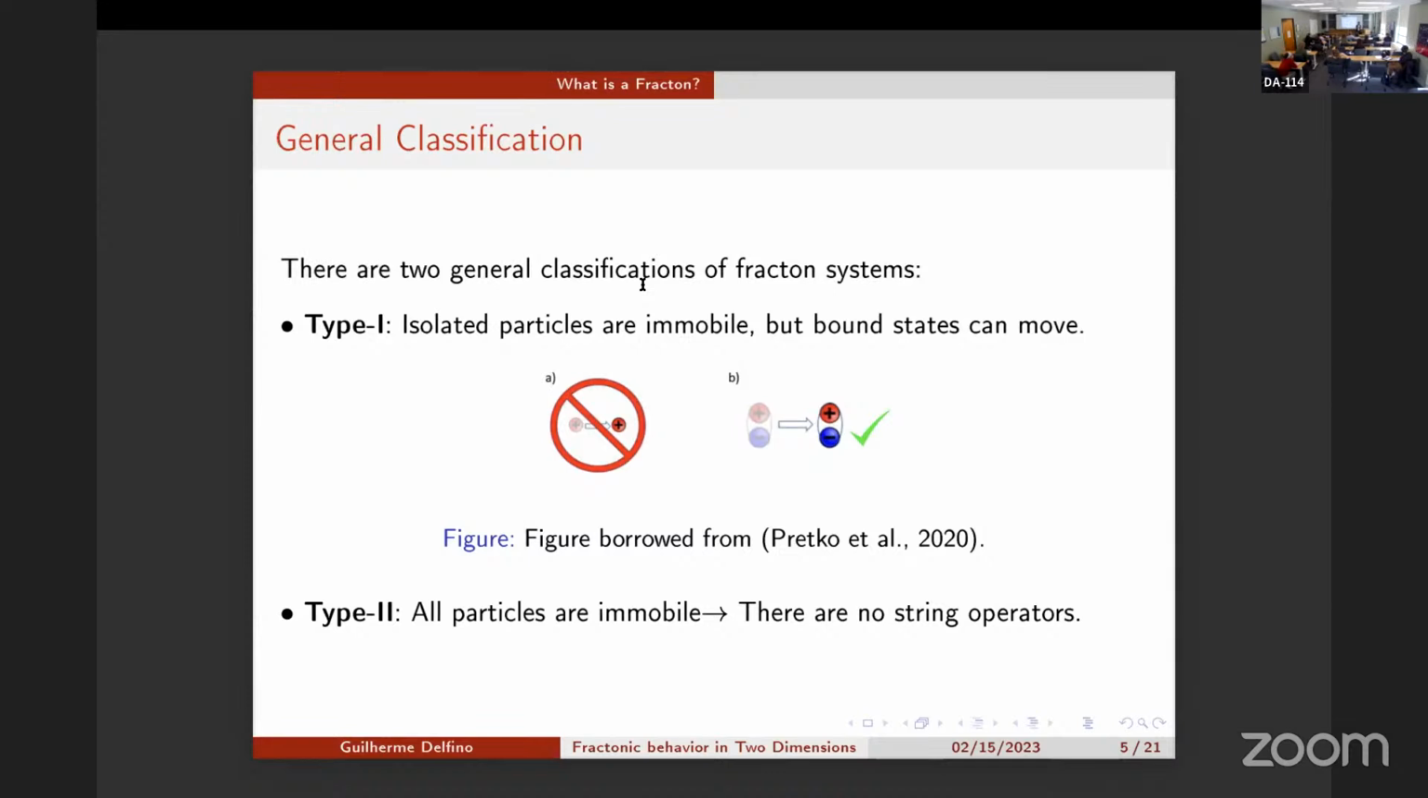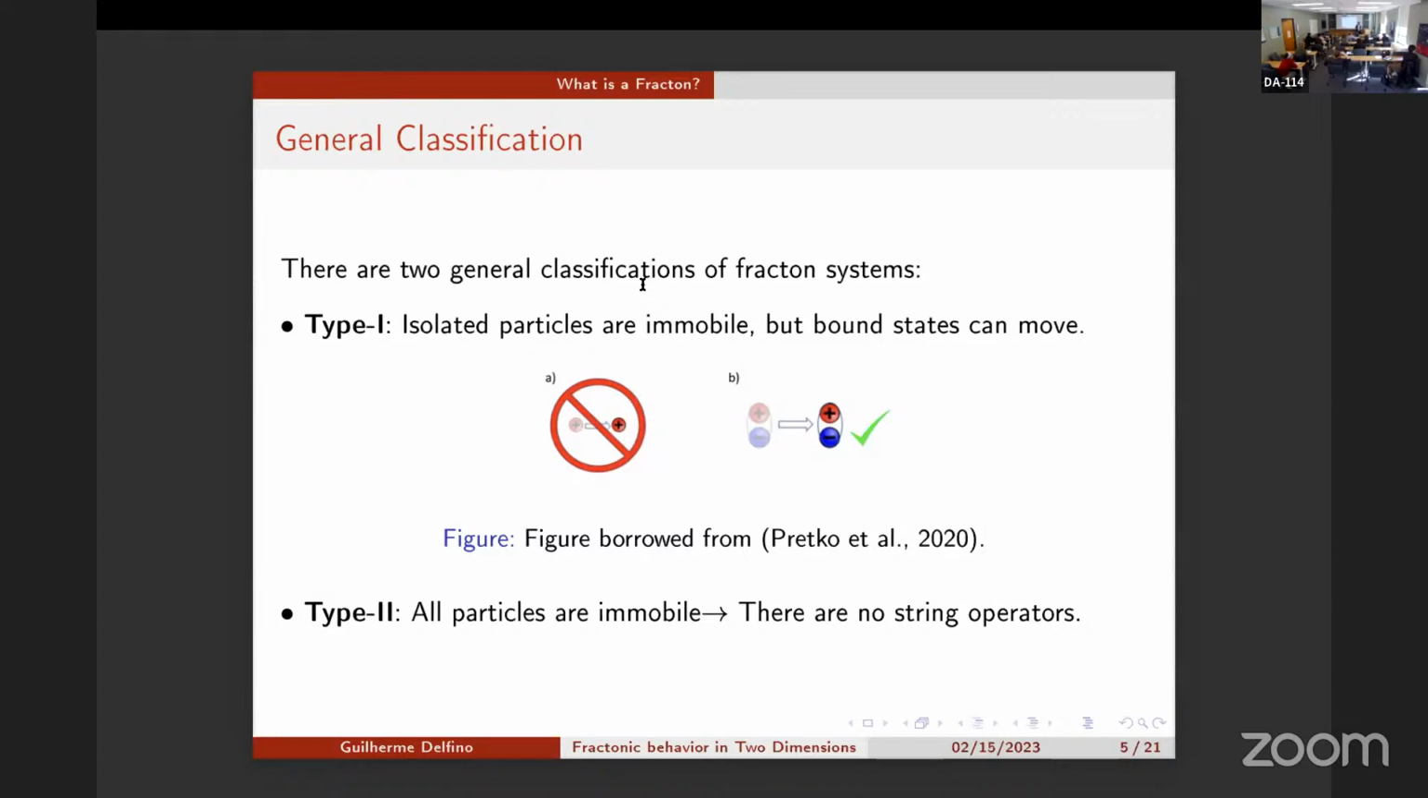And now we can see why the dipole conservation can play a role here. If you try to move one single charge, you are changing the total dipole moment of your state, and this is not allowed by this unusual conservation law. But if you try to move a dipole, then you are respecting all the conservation laws and everything is good.